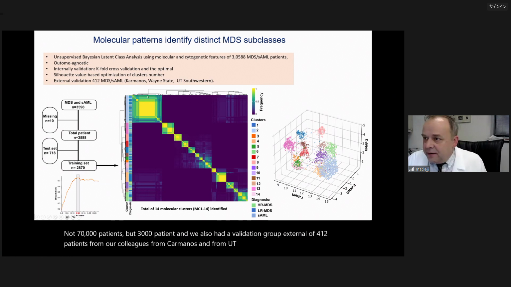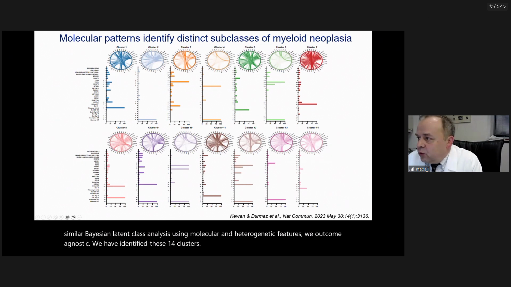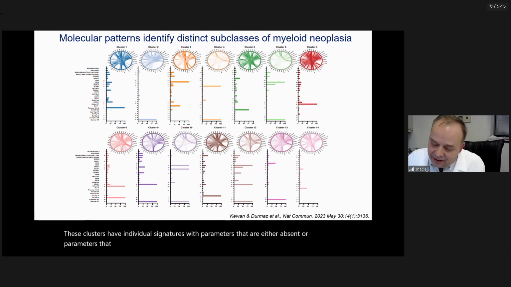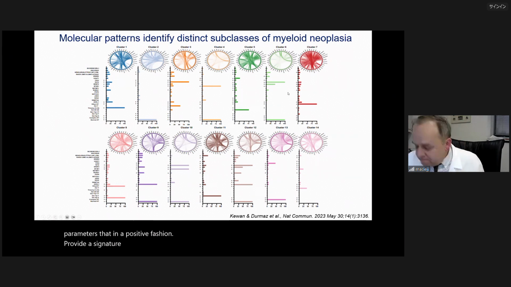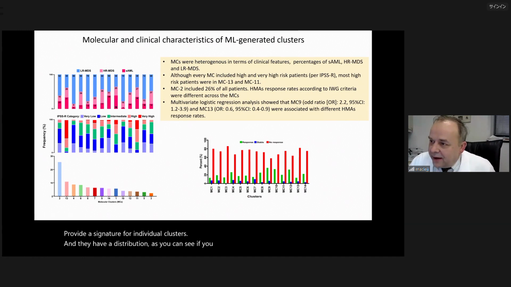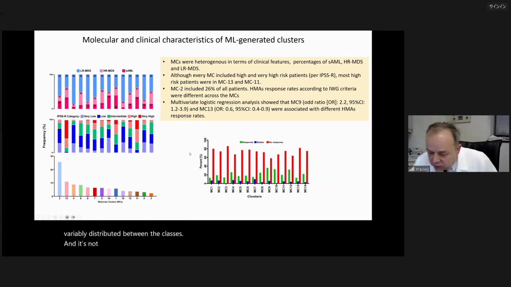And using this similar Bayesian latent class analysis using molecular and cytogenetic features, outcome agnostic, we identified these 14 clusters. These clusters have individual signatures, with parameters that are either absent or that in a positive fashion provide a signature for individual clusters. And they have a distribution. As you can see, if you look at the outcomes like high risk and low risk MDS or secondary AML, or according to IPSS-R and IPSS-M, they are variably distributed between the clusters. And it's not surprising. Again, it was unsupervised analysis.